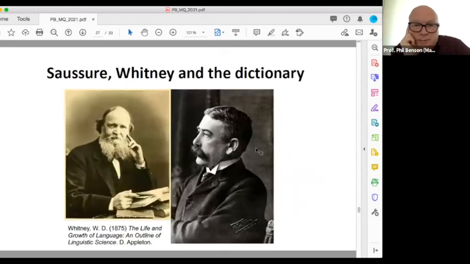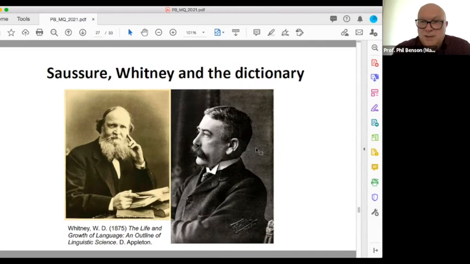Now, at the crux of my argument about this is a couple of quotations from these two guys. On the right, you have Saussure, and he's looking rather admiringly at the person on the left, who is William Dwight Whitney. And the reason he's looking admiringly is because a lot of Saussure's ideas in the Course in General Linguistics actually also appear in a book that was written by Whitney in 1875 called The Life and Growth of Language. And Saussure acknowledges Whitney, but it doesn't.